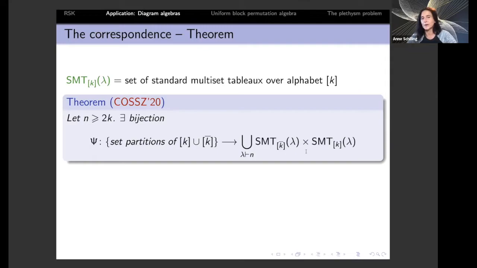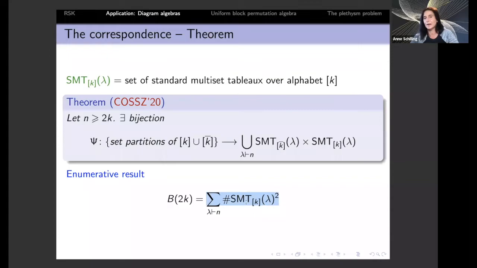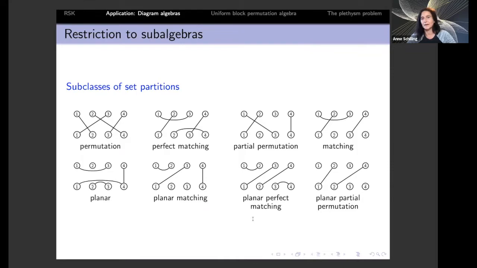Okay, and as before, remember we got an enumerative result from such a bijection. So the number of set partitions is the Bell number, and so therefore we get that the Bell number is also equal to the sum of the square of these sizes of the set of standard multiset tableau. That immediately comes out of showing that this is a bijection. So I promise to you that this insertion is well behaved with respect to taking subalgebras.